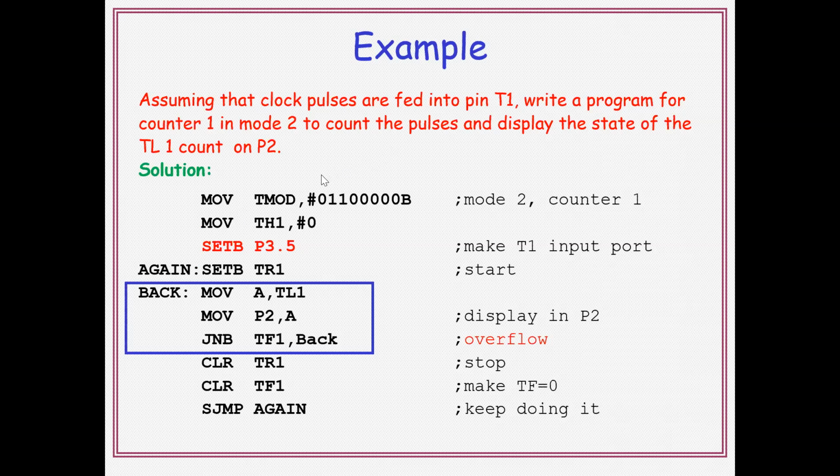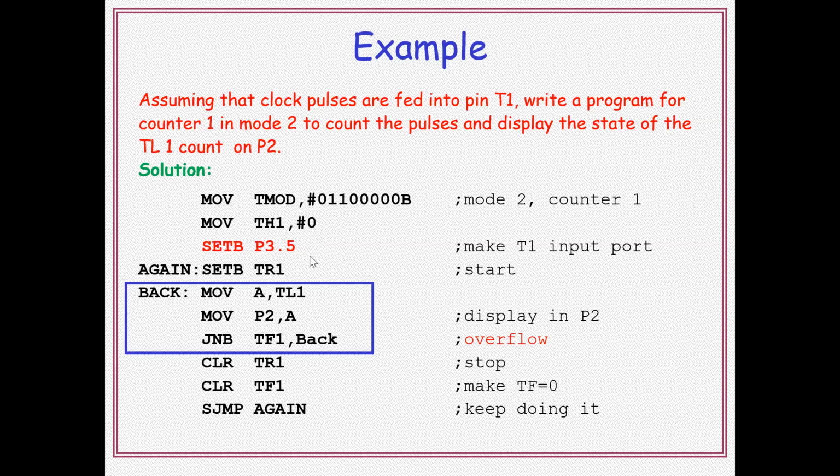So for this case, first we select the TMOD register, which is initialized with 0110 0000 in binary representation. The hash indicates an immediate value. The 1 here selects counter 1 in mode 2. And the initial value: MOV TH1, #0. Here the initial value is loaded with 0, and we set bit P3.5.